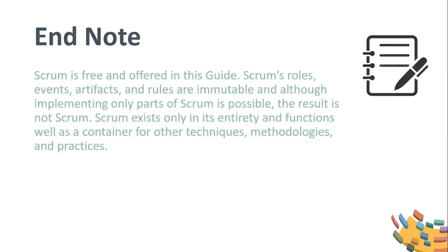Endnote: Scrum is free and offered in this guide. Scrum's roles, events, artifacts, and rules are immutable, and although implementing only parts of Scrum is possible, the result is not Scrum. Scrum exists only in its entirety and functions well as a container for other techniques, methodologies, and practices.